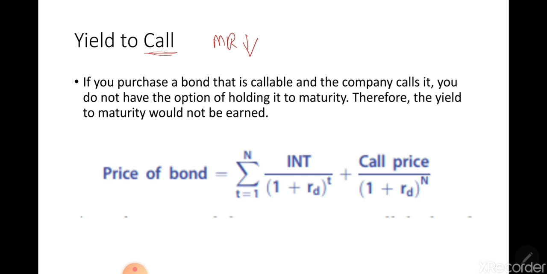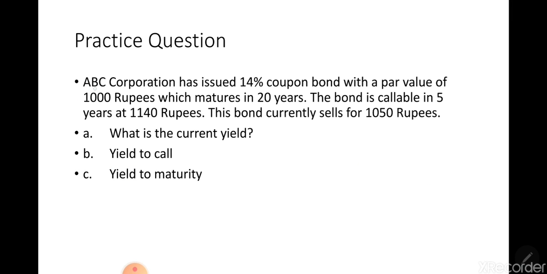And if the bond gets called back, you will get back the par value plus you will get back a premium because the corporation has ended the bond before its maturity. So let's look at an example for this. ABC Corporation has issued 14% coupon bond with a par value of 1000 which matures in 20 years. The bond is callable in 5 years at 1140. This bond currently sells for 1050 rupees.